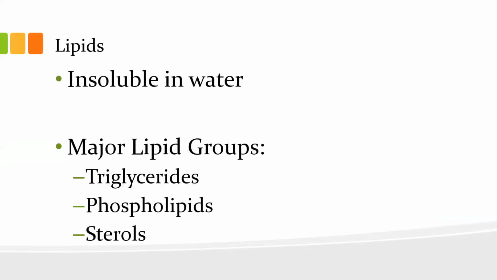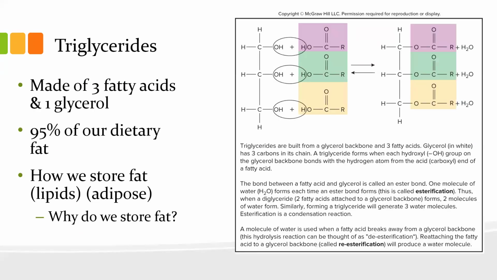Okay, let's start out talking about lipids. Lipids are commonly known as fats. And of course, fat is going to be crucial for many of our bodily functions, but lipids are insoluble in water, which is going to affect how they are transported and stored in the body. There are three major lipid groups that we're going to talk about: triglycerides, phospholipids, and sterols. So let's explore each of these in detail.